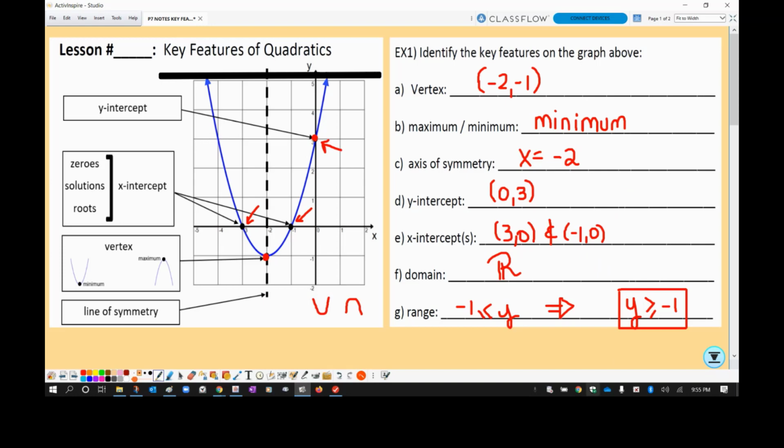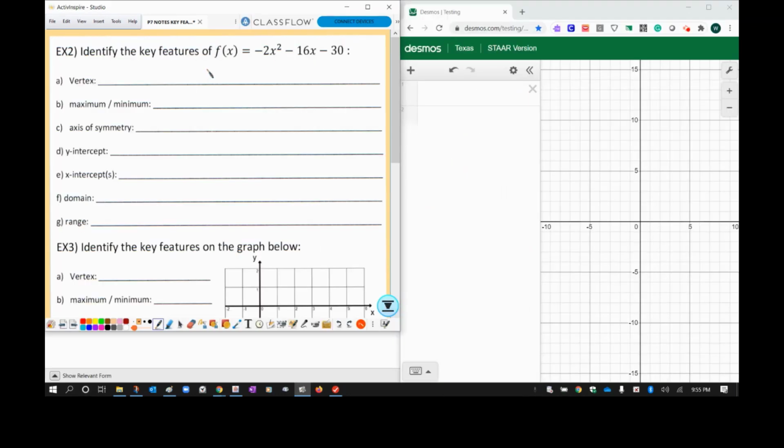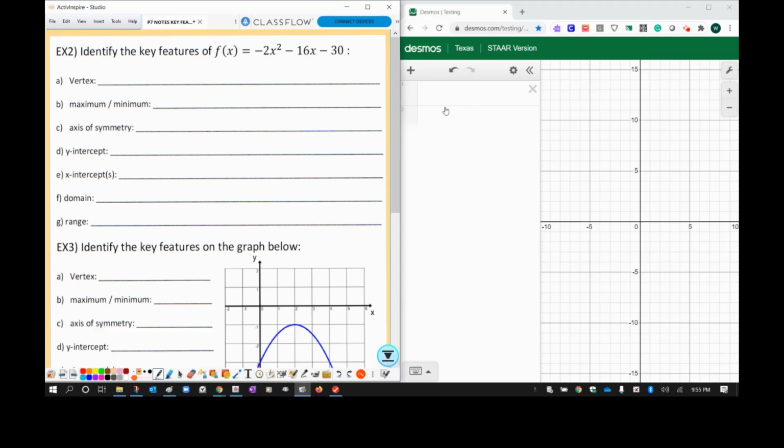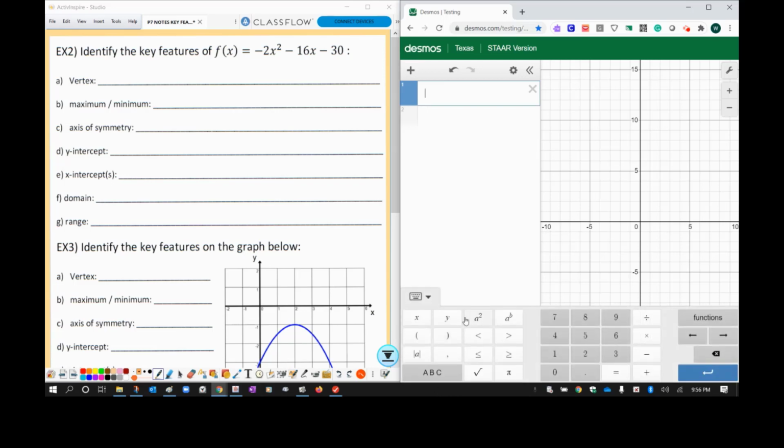All right, let's look at another example. On this example, I'm not given a graph, but instead I'm given an equation. So what I'm going to do is use my Desmos calculator and write the function that they gave me. So y equals -2x squared minus 16x minus 30. Let's make sure that we copy it correctly. We did. And if we notice that, we can look at the graph very closely.